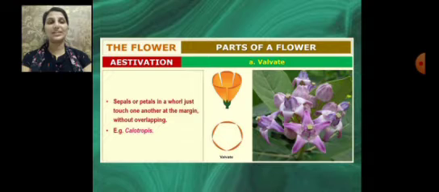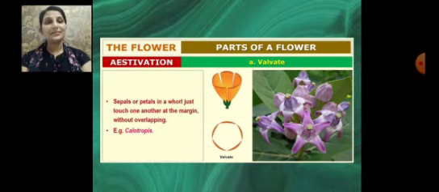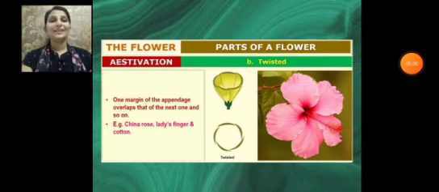In the first type of estivation, that is valvate, the sepals and petals in a whorl just touch one another at the margin without any overlapping. We can see this is valvate estivation, in which the margin of one sepal just touches the margin of the next petal or sepal. Is it clear? There is no overlapping, and such an arrangement is called valvate estivation.